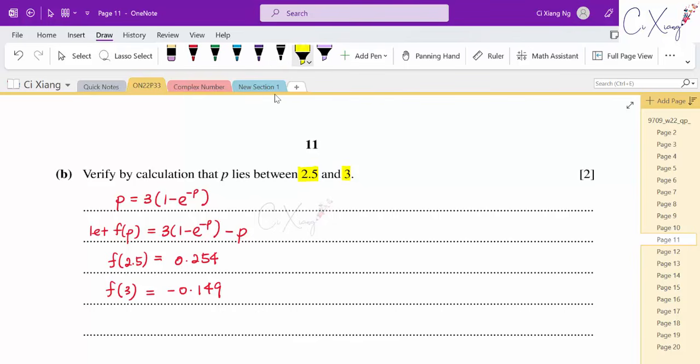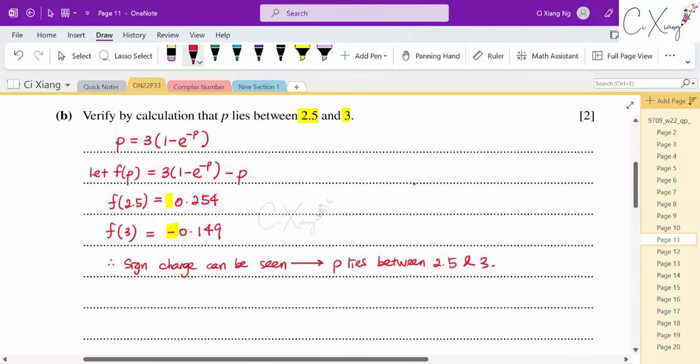So I think it's quite obvious. You can see f(2.5) is positive, f(3) is negative. Therefore, you can see the sign change. So the sign change can be seen. When you can see the sign change, it actually means that the root, or the p, lies between 2.5 and 3. Then continue further.